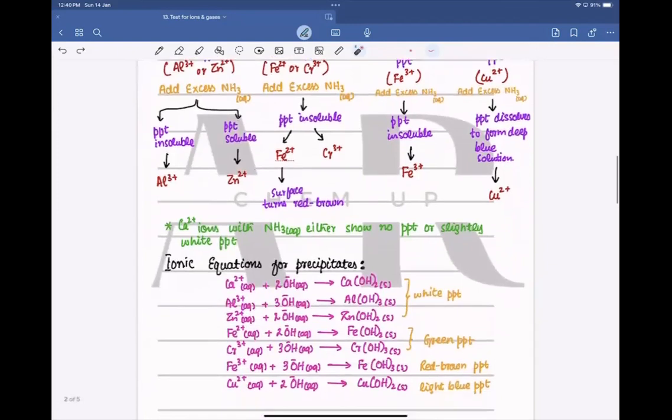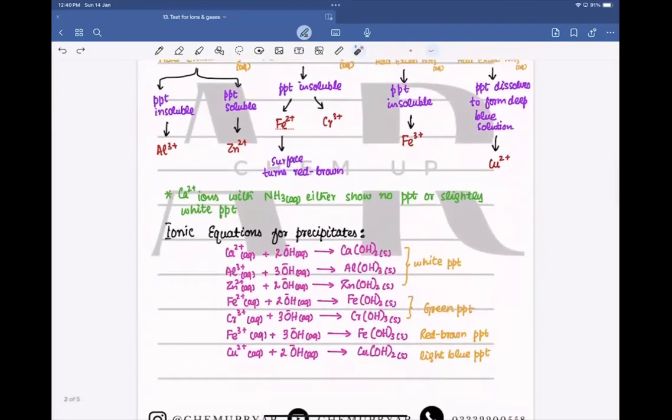Okay. Now, as we have seen the different precipitates: white precipitates with calcium, zinc, and aluminium; green precipitates with chromium 3 positive ion and iron 2 positive ion; the red-brown precipitate with iron 3 positive ion; and the light blue precipitate with the copper ion. Those precipitates are formed due to these reactions. Here we have written the ionic equations, and sometimes the examiner asks you to write the ionic equation when the white precipitate of calcium forms or when the green precipitate of chromium forms. So you have to know all these ionic equations. Is this clear?